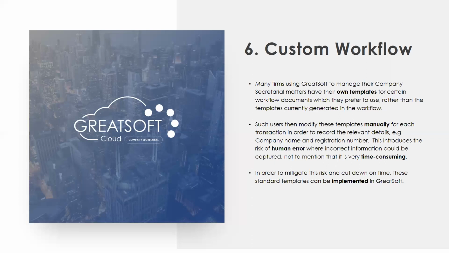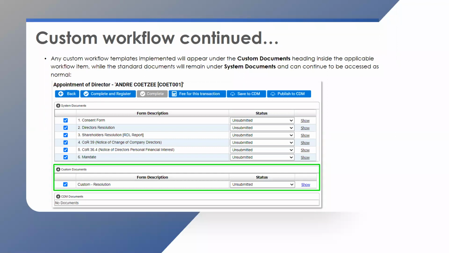And obviously with something like that, not only is it very time consuming, but you're also then susceptible to human error. So you might have typos. I've seen many cases in the past where documents were rejected because they either didn't have the correct registration number on, or perhaps the name hadn't been changed at the top of the document purely because of human error. And it happens. At the end of the day, we're all human. So in order to mitigate that risk of human error, and also for time-saving purposes, you can implement those custom templates of yours within the system. That means that they will be generated on GreatSoft automatically for you.